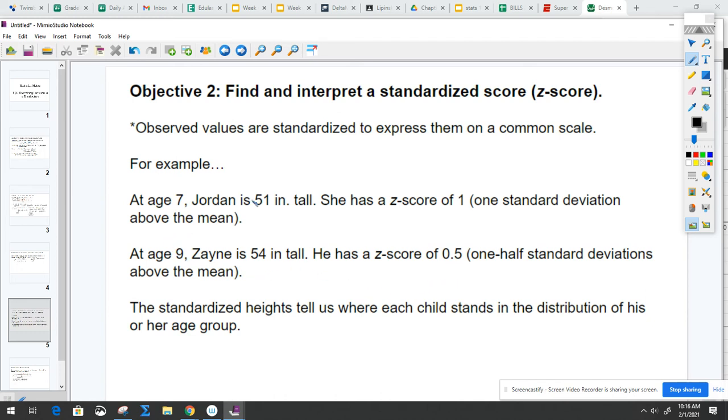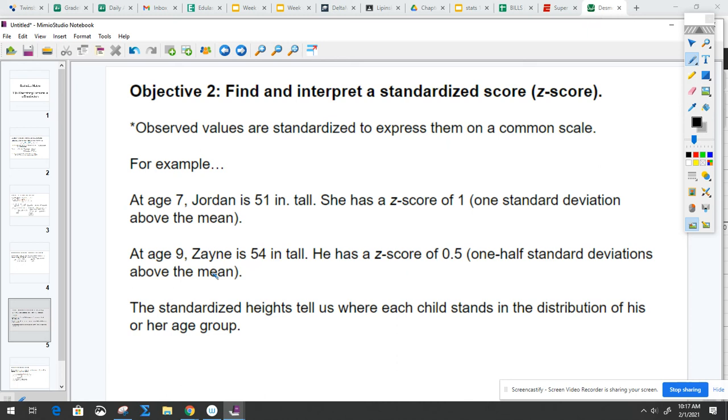So at age 7, Jordan is 51 inches tall. She has a Z-score of 1 standard deviation above the mean. One full standard deviation above the mean is quite significant. And I can compare that to Zane, who has only half of a standard deviation above the mean. So the standardized heights tell us where each child stands in the distribution of his or her age group. So we could say that because Jordan is 1 standard deviation above the mean, she is taller than Zane, who is only half a standard deviation above the mean.